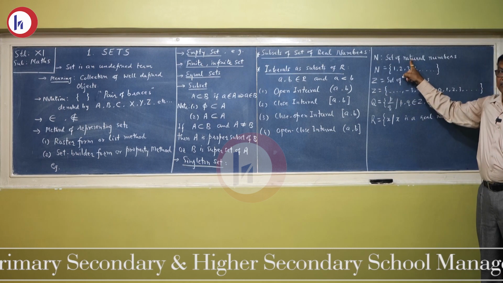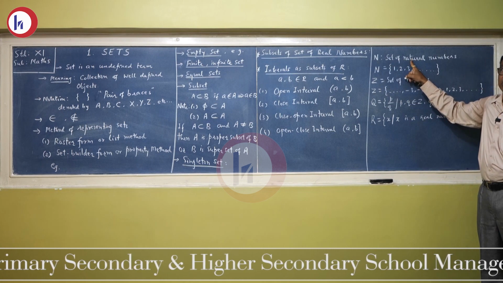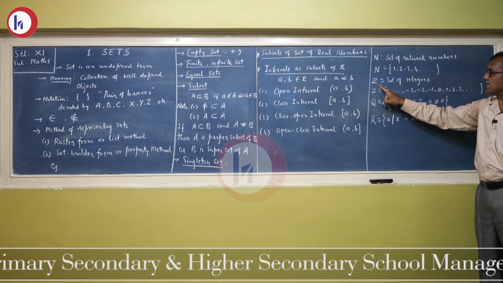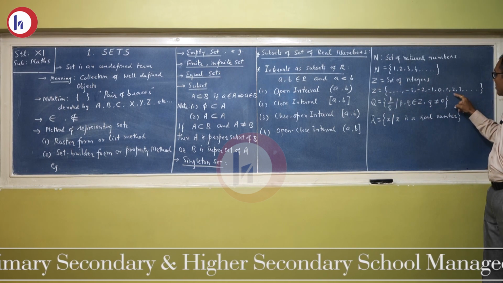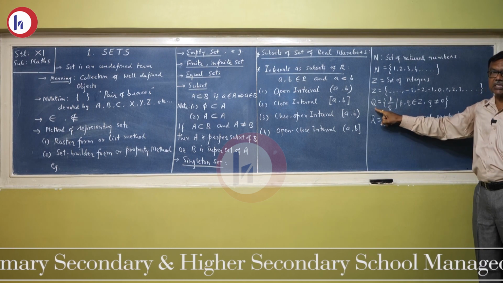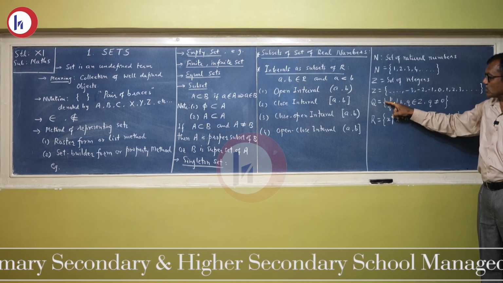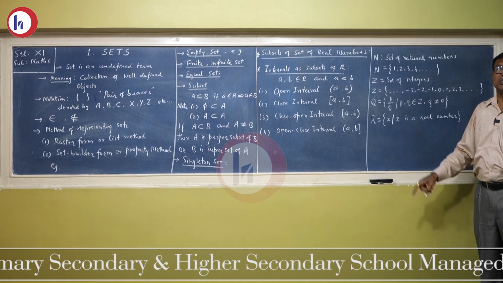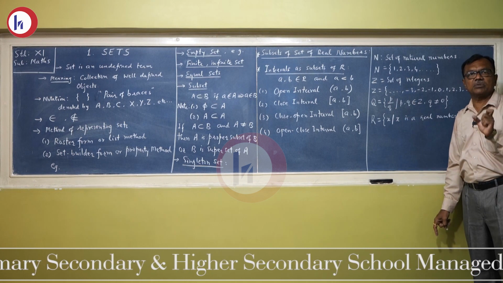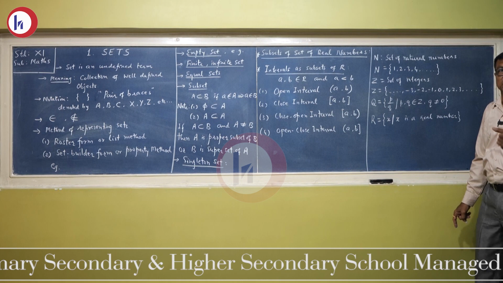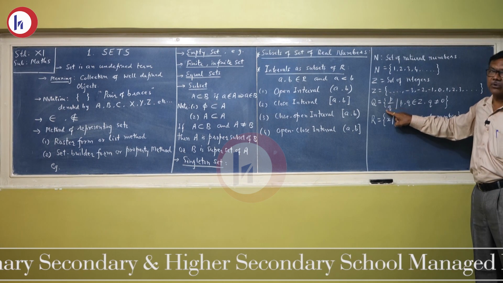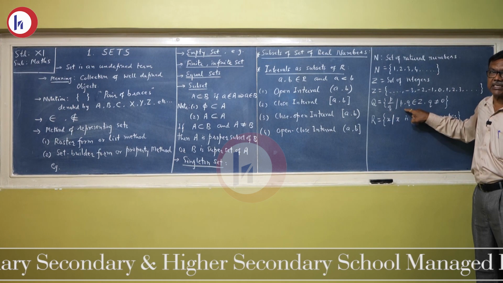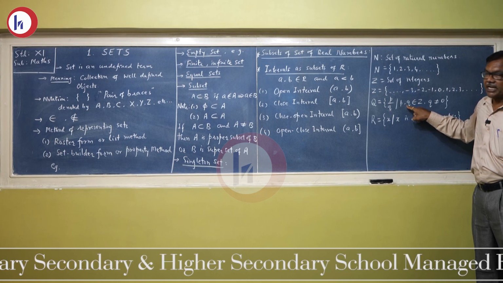Set N is a set of natural numbers or set of positive integers. Set Z is a set of integers, where we have all the negative integers, 0, and all positive integers. Set Q is the set of the rational numbers. Here also, there are infinite numbers between any two rational numbers, and therefore it is not possible to list out all the elements of the rational numbers. Therefore it is compulsory to use this set in the set builder form only.